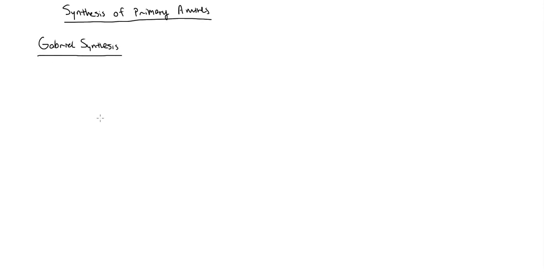First one is known as the Gabriel synthesis. Gabriel synthesis uses something called phthalimide. It uses a phthalimide anion, and I start off with an alkyl halide. So I start off with some 1 degree or 2 degree alkyl halide. So we'll start off with this one, and it goes through an SN2 with the phthalimide anion.